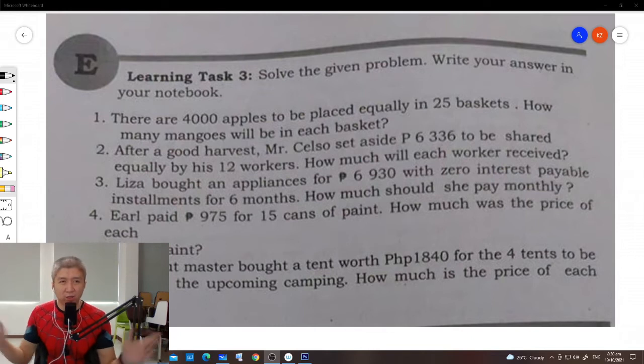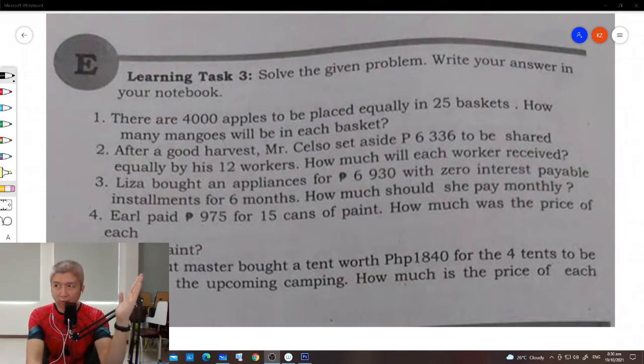Sa video na ito, ating pag-aaralan muli ang pang-grade 4 na module. Okay, so word problem tayo about division. So there are 4,000 apples to be placed equally in 25 baskets. How many mango? Bakit naging mangga?